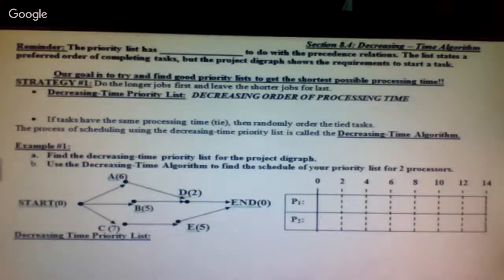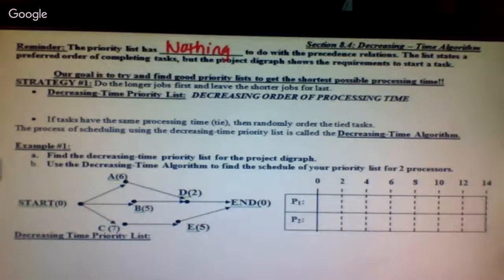Okay. So, okay. Please remember, your priority list does not mean and has nothing to do with prerequisites. So this first blank up here is nothing. Just because I tell you A should come before B does not mean that in the graph it's going to show A coming before B. Okay? So please remember that.